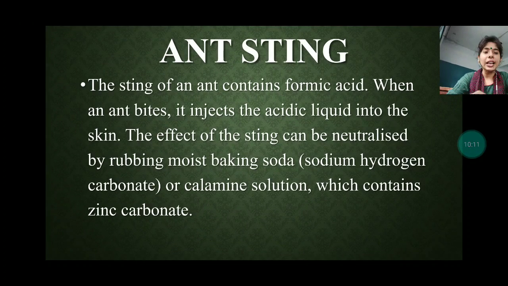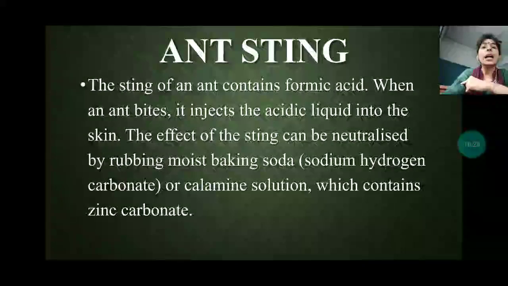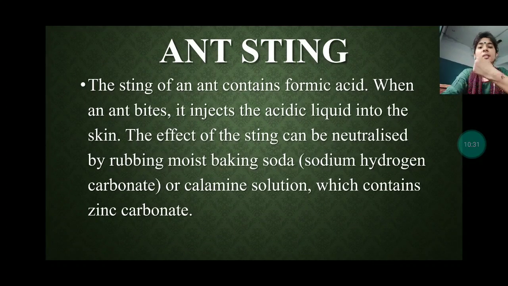The sting of an ant contains formic acid. Which acid? Formic acid. When an ant bites, it injects the acid liquid into the skin. When it bites, on the skin, it injects the acid liquid which is in its mouth, just like an injection.